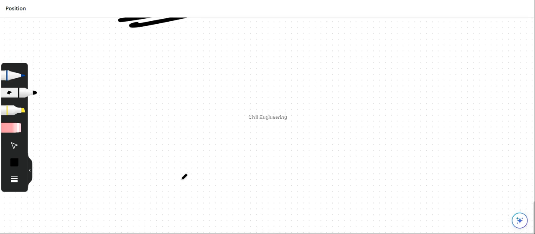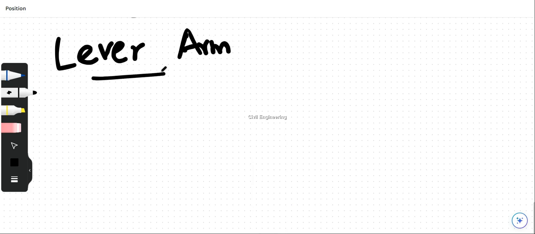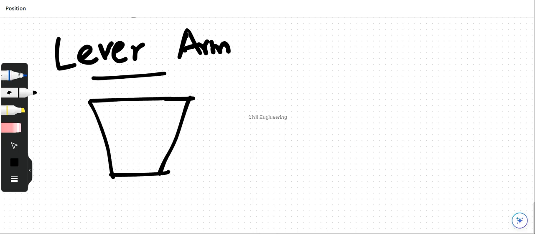Moment of resistance, or the moment capacity of the section here. For that, before all the thing, we have to find the lever arm. Okay, what's the meaning of lever arm? Lever arm means the length or the distance between the tensile axis and the compression axis.